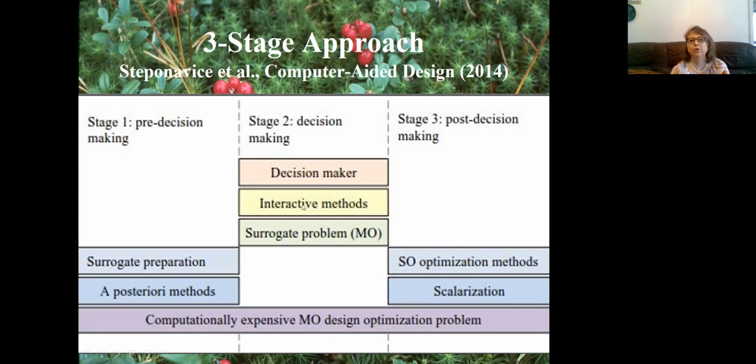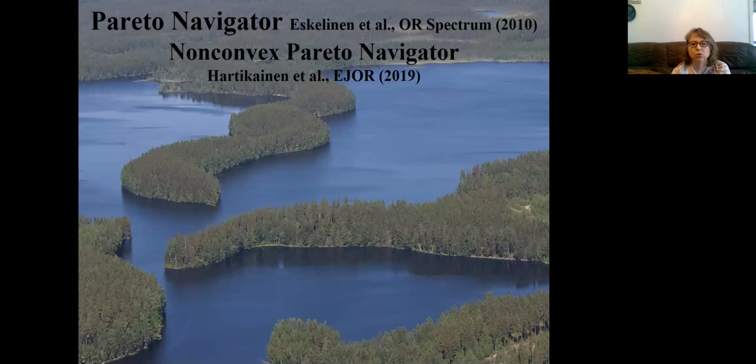And then in the third stage, post decision making, we can make sure that the solution is Pareto optimal. For example, if the a posteriori method was such that it was not able to guarantee optimality, we can do some projections in the third stage. But the decision maker is only involved in this stage that is not involving computationally expensive calculations, no waiting times.